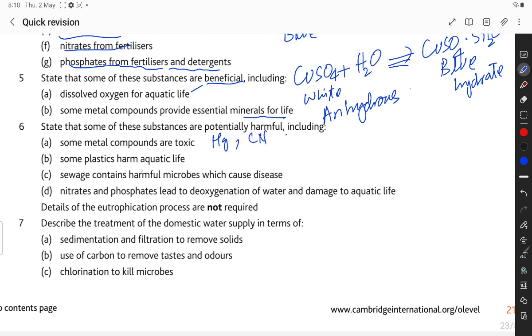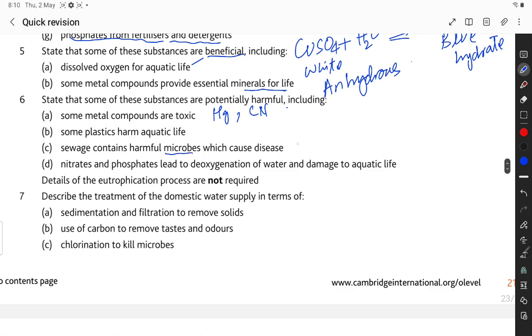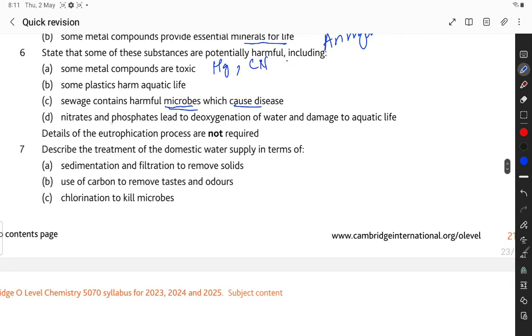Some plastics harm aquatic life. Sewage contains harmful microbes, like bacteria, which cause different types of waterborne diseases. So domestic waste contains harmful microbes which cause disease. Nitrates and phosphates lead to deoxygenation of water and damage to aquatic life. This is known as eutrophication, and details of the eutrophication process are not required.